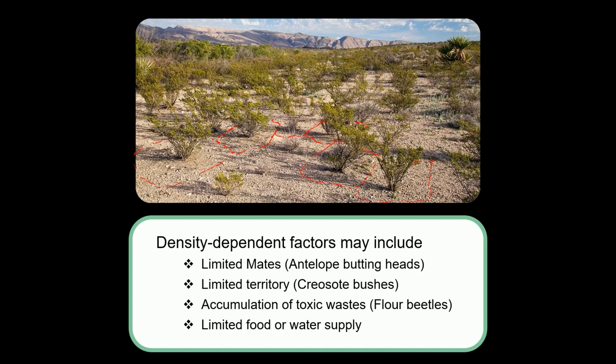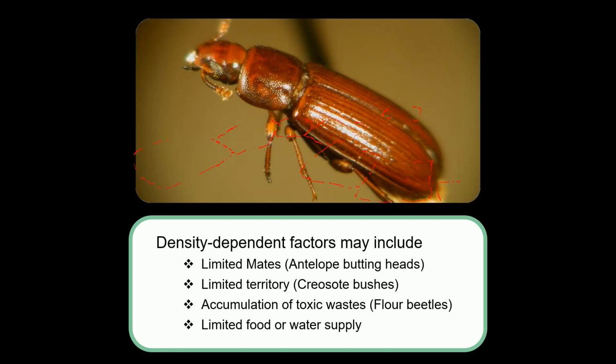That would be the carrying capacity for this desert of creosote bushes, if that's the biggest limiting factor. The accumulation of toxic wastes, flower beetles. So these beetles sometimes get into flower sacs, and if you have a couple of beetles in there, they can live in the flower sac for a very long time, but you increase the number of beetles, they're eating the flower. The food might last them for quite some time, but as they're eating the flower, they're excreting waste, and that waste is toxic, even to the beetles.